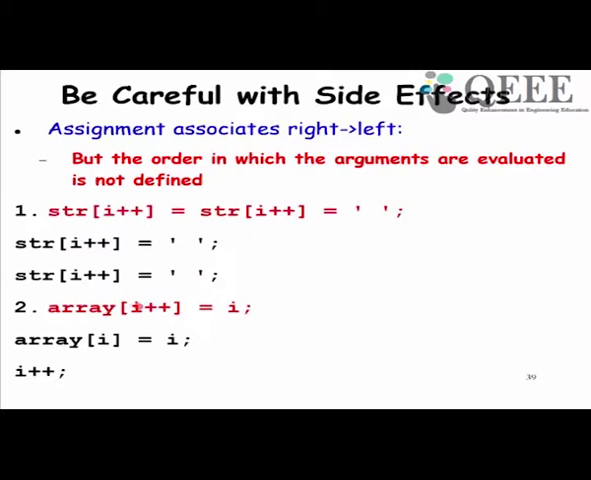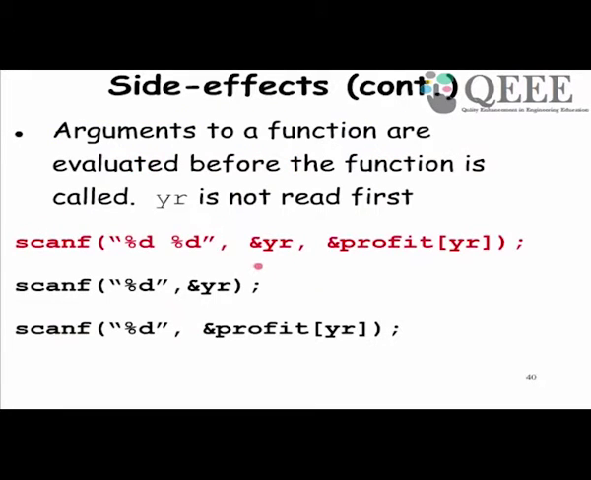Similarly, unless there is a real reason why we need a side effect inside an expression, it's not a good idea to have a side effect here. What we really want is array[i] equal to i, and then after that we need i++. So it's better to write them separately. It becomes easier to understand, rather than having a side effect inside an expression. And many times the side effect may not work actually.